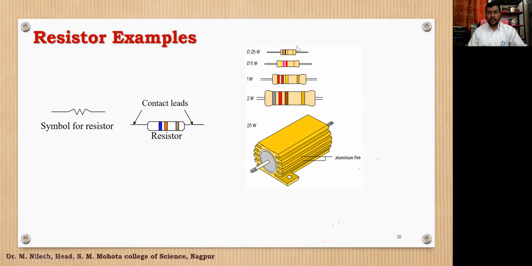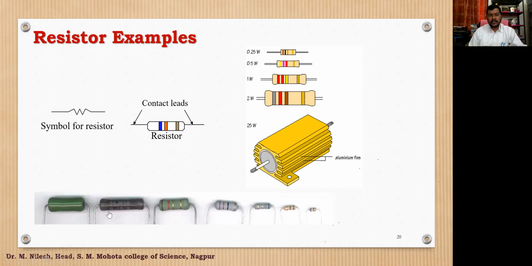According to the power rating of resistance, the size of that resistance goes on increasing. So this is a quarter watt resistance, so the size is very small. Half watt resistance, the size is still bigger than that. Then we have 1 watt, 2 watt, 25 watt resistances. So we have all various sorts of resistances, as per our requirements. These are some of the examples, and these are the symbols.